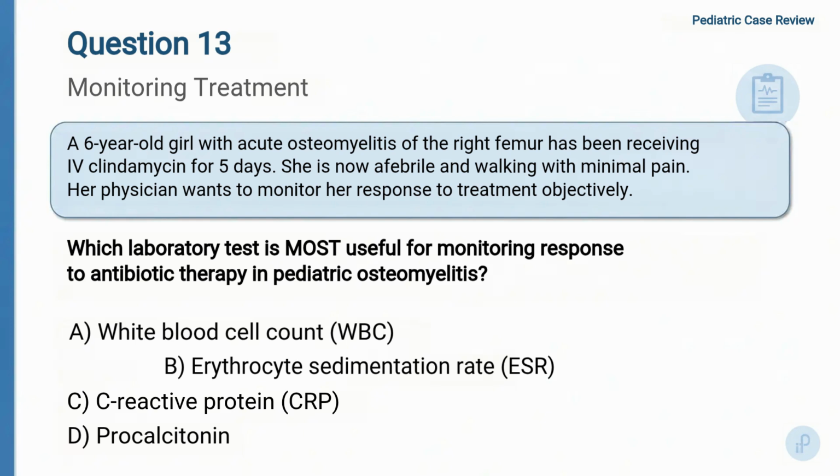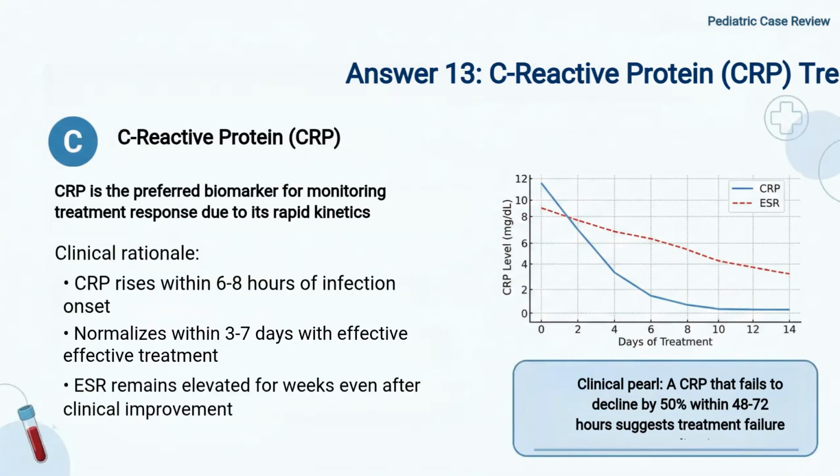Option A, white blood cell count. Option B, erythrocyte sedimentation rate. Option C, C-reactive protein. Option D, procalcitonin. The correct answer is option C, C-reactive protein. C-reactive protein is the preferred biomarker for monitoring treatment response in osteomyelitis because of its rapid kinetics and reliable correlation with clinical improvement. C-reactive protein rises within 6 to 8 hours of infection onset and normalizes within 3 to 7 days of effective antibiotic therapy.